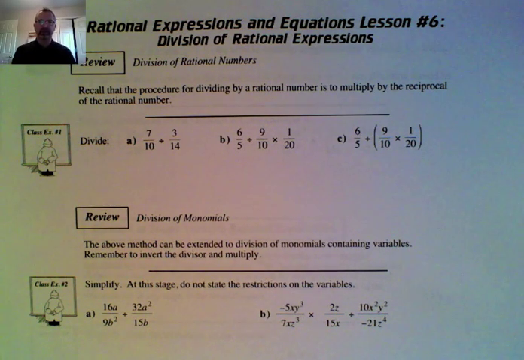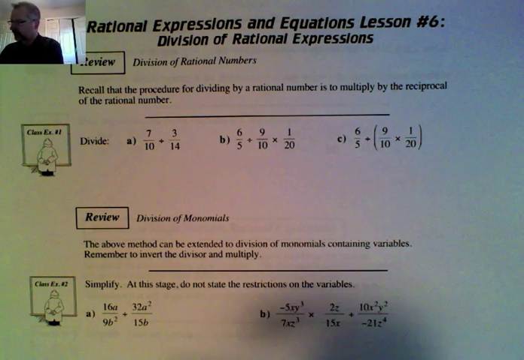So we're going to look at dividing rational expressions today. It's not a lot different than multiplying, but we're going to quickly go through some review of dividing rational numbers or fractions before we get to rational expressions to familiarize you with some things.